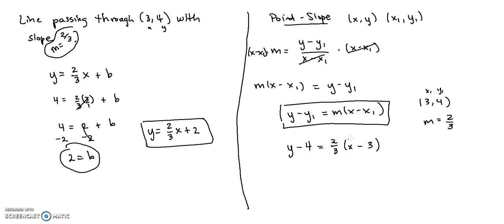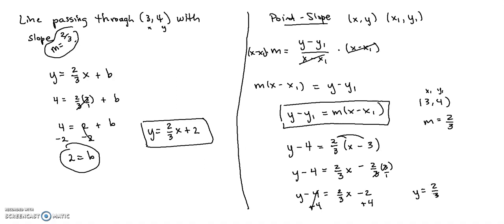But what you do have to do is simplify this a little bit, because this is not a great form for the answer. So we're going to need to distribute. We're going to get 2/3 times x, and we're going to get minus 2/3 times 3. So again, that's like 3 over 1, and the 3's cancel, or you can do 6 over 3 is 2. So we've got y minus 4 equals 2/3 x minus 2. And we want to get y by itself, so we're going to add 4 to both sides. And we get y is equal to 2/3 x, and this will be plus 2.